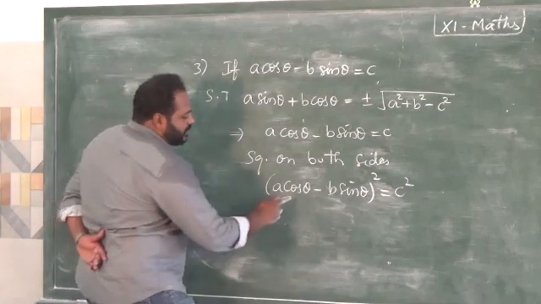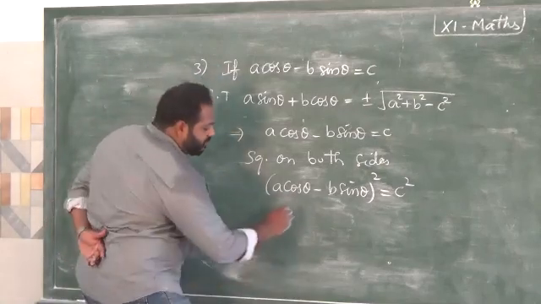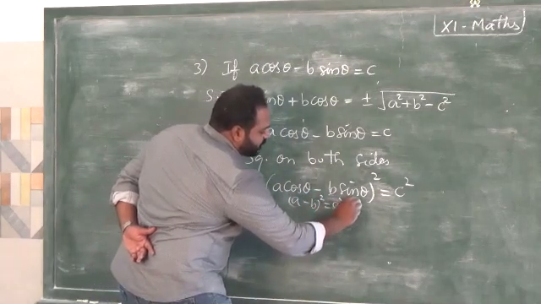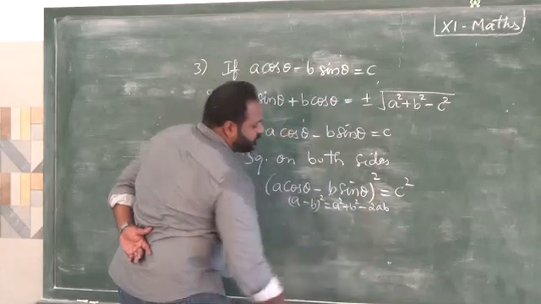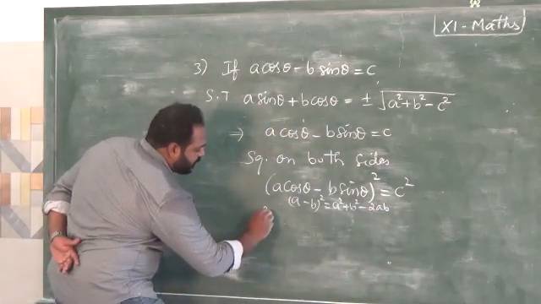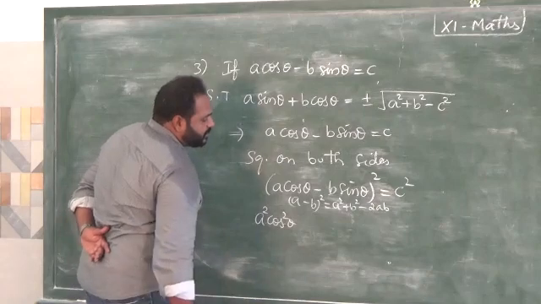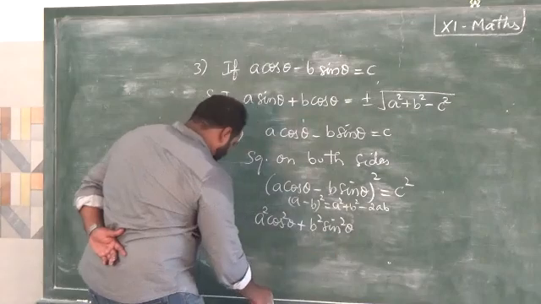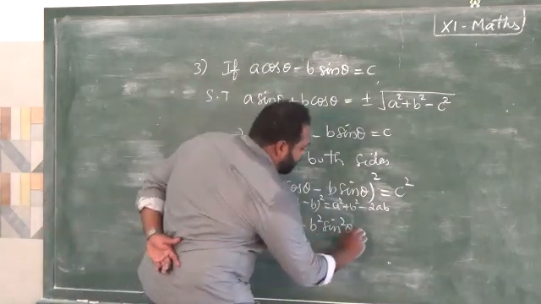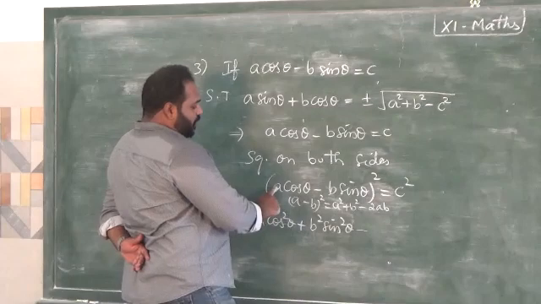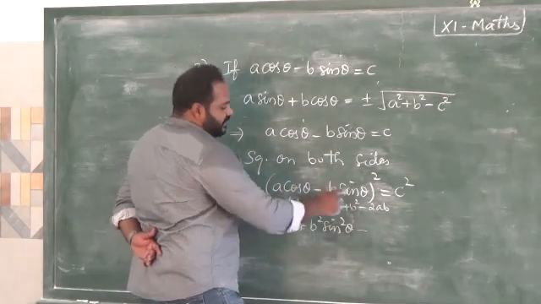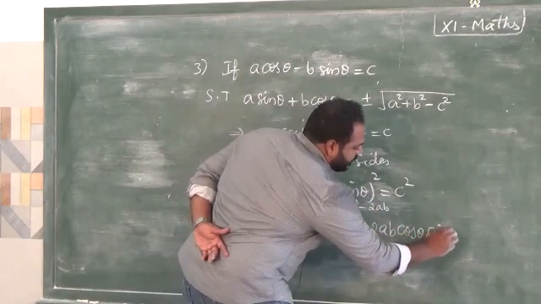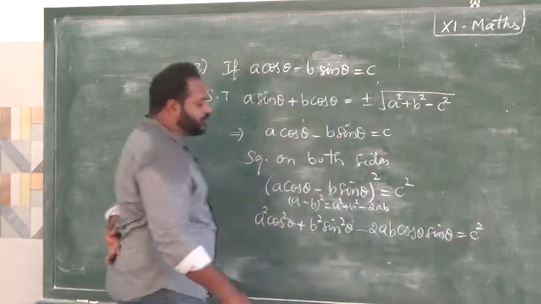Here we can expand using the A minus B whole square formula. It is A square plus B square minus 2AB. Using this formula, A square cos square theta plus B square sin square theta minus 2 into A into B cos theta sin theta, that is 2AB cos theta sin theta, equal to C square.